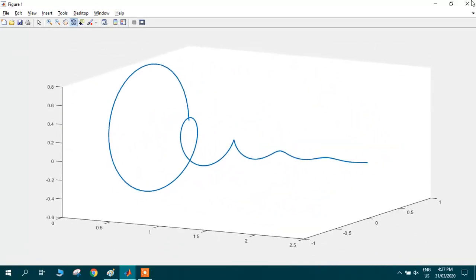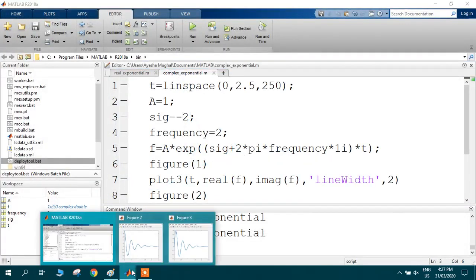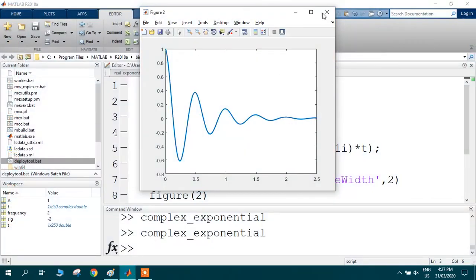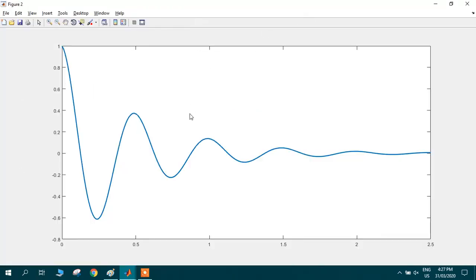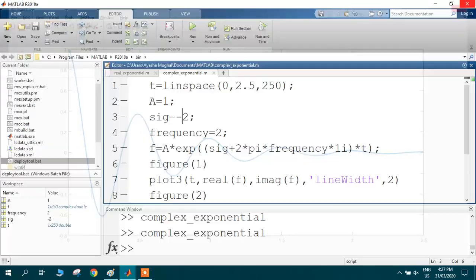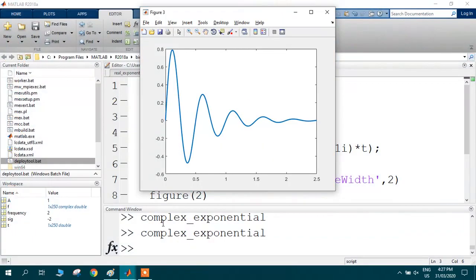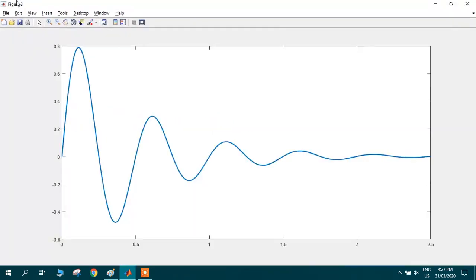You can observe it by rotating it, and these are the real and imaginary parts. This is the real part, and you can see its real part was going to be like the cos function, and the cos function is 1 at 0. It's just like the cos function, but it's exponentially decaying. And its imaginary part, figure 3, is going to be like the sine function, and as the sine function is 0 at 0, it's gradually decaying.